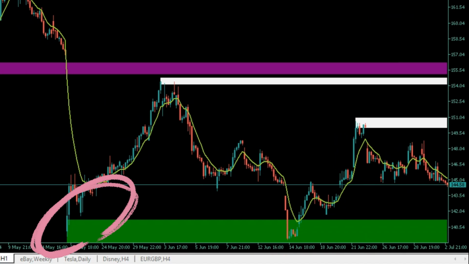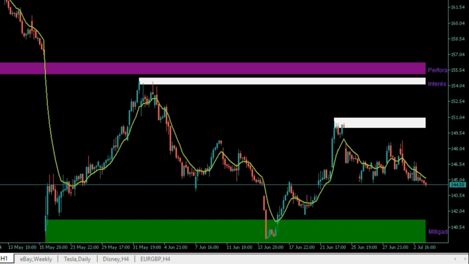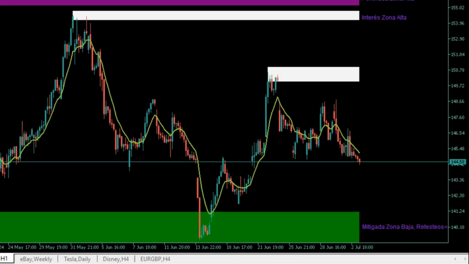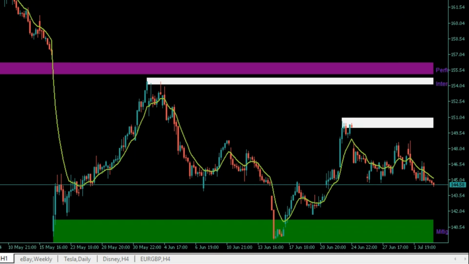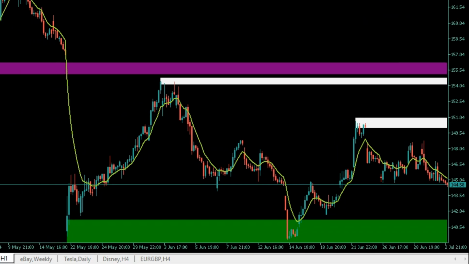Prices tested this zone the first time. So we wait for the prices to pull back and test this zone the second time, which happened right here. When we see prices testing the zone the second time, then we wait for a confirmation signal. As you can see here, we had an engulfing signal.